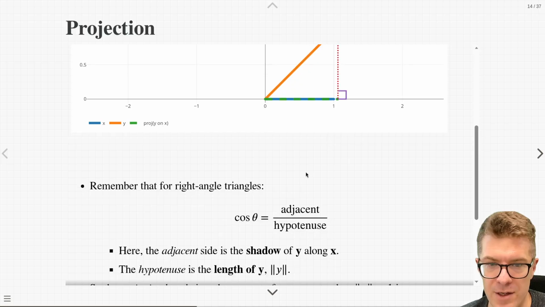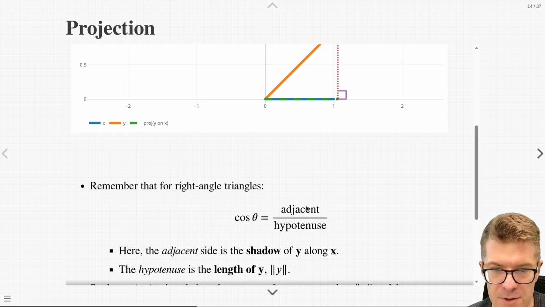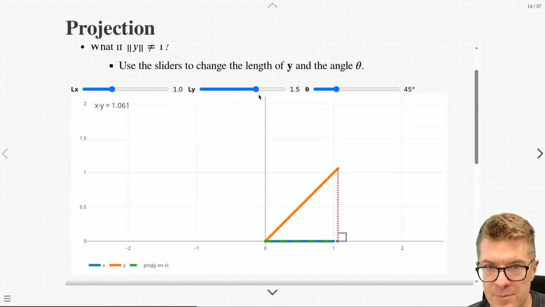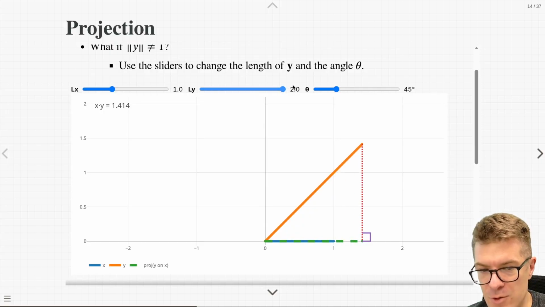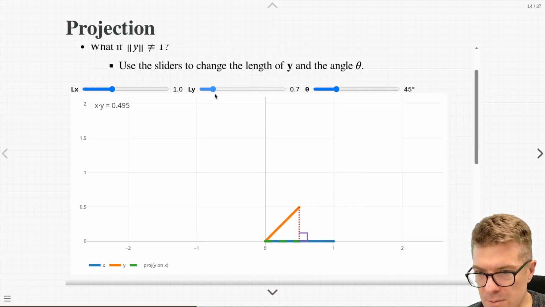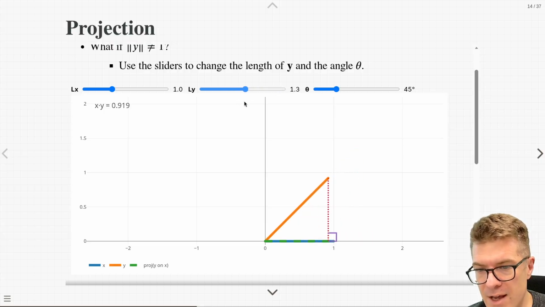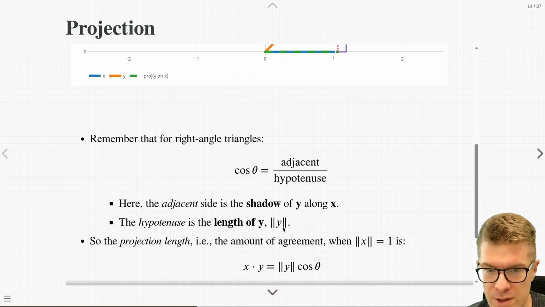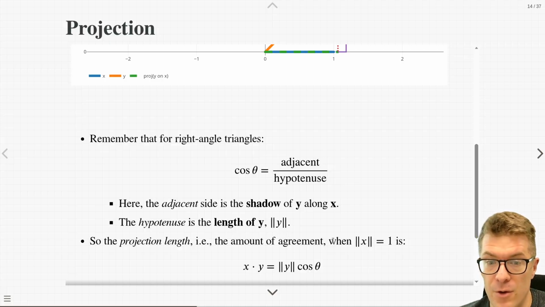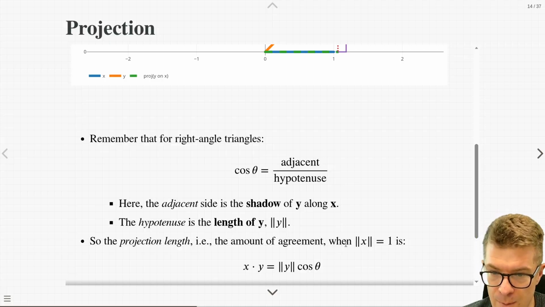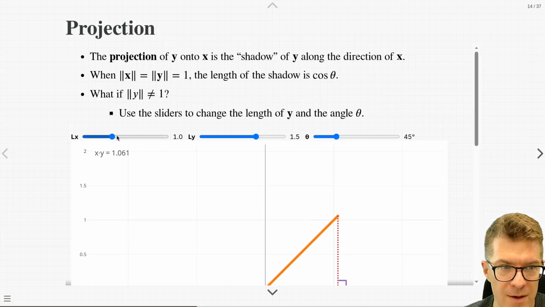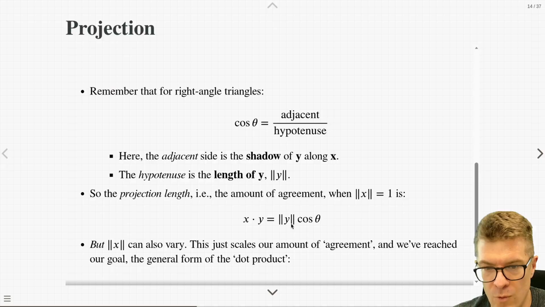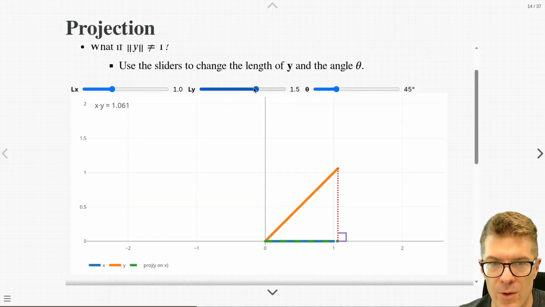So for these right angle triangles here, remember cosine theta is adjacent over hypotenuse. So the adjacent side is the shadow. And the shadow can extend here beyond the actual extent of x, or it could be smaller than x. I don't really care at this point. I'm just talking about the extent of the vector. And the hypotenuse is still the length of y, which is the norm of y. So the projection length, the amount of agreement when x is 1, so I've kept x being 1 over here, is now going to be multiplied by our norm y. Okay, this describes what I was just playing around with a moment ago.